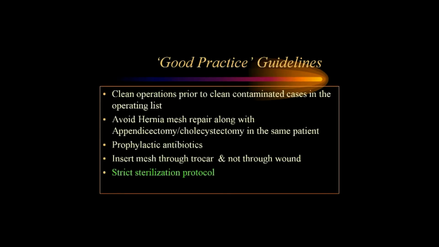Next slide. So ladies and gentlemen, the good practice guidelines are as follows. If we have 3 or 4 cases lined up, say for example an appendix, gallbladder, hernia, you do the hernia first. So always a clean operation should precede clean contaminated or contaminated cases in the operating list. And also in the same patient, if the patient is having appendicectomy, cholecystectomy done, found to have hernia, never use a tap in that situation.